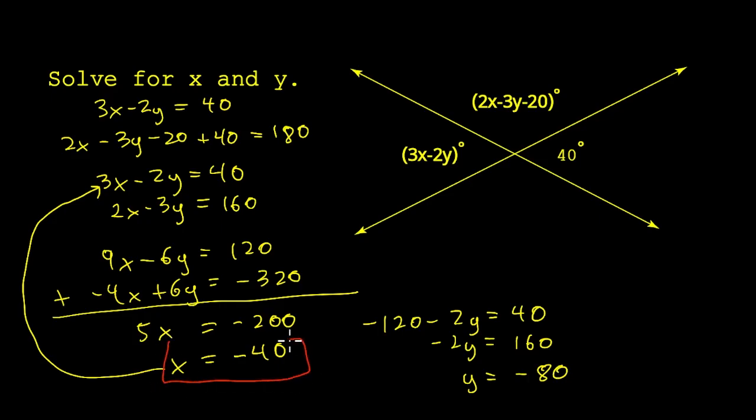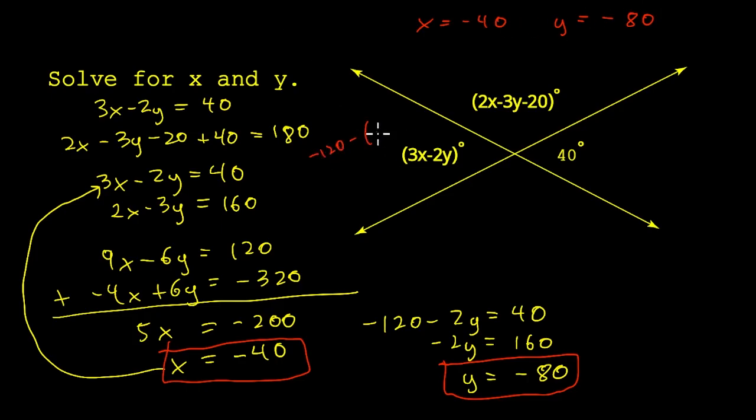We've got these two here, which we're going to put up here, and we're going to plug them back in. x equals -40, y equals -80. You might be thinking these can't work because they're both negative, but let's put them back in and see what happens. So -40, -80, so that will be -120 minus -160, and that gives us 40 degrees, which, since these two angles are vertical, works.